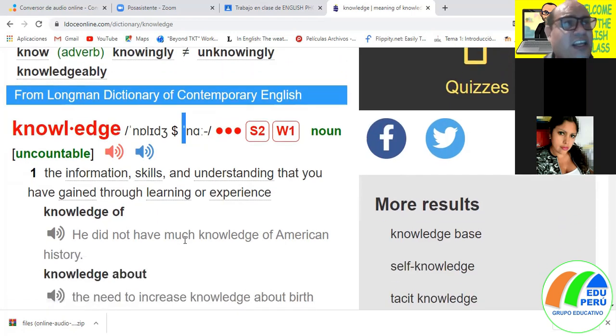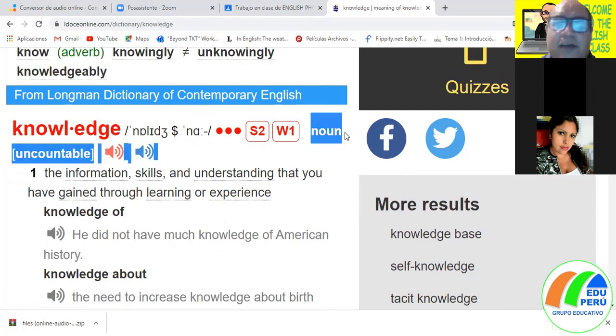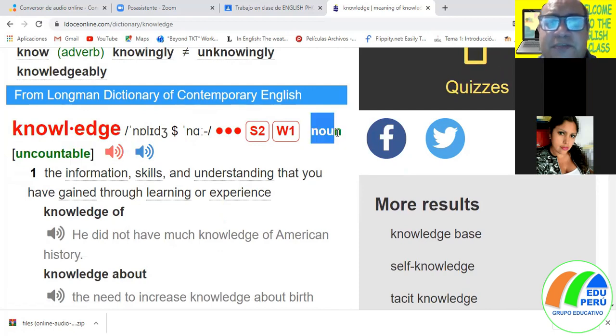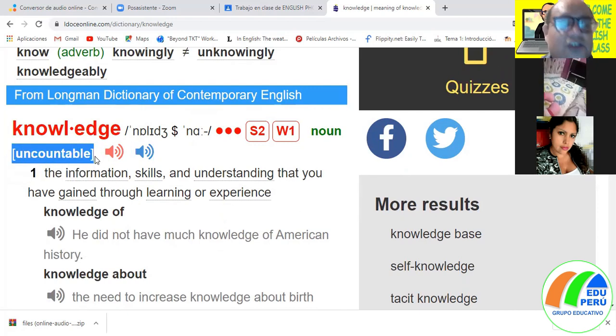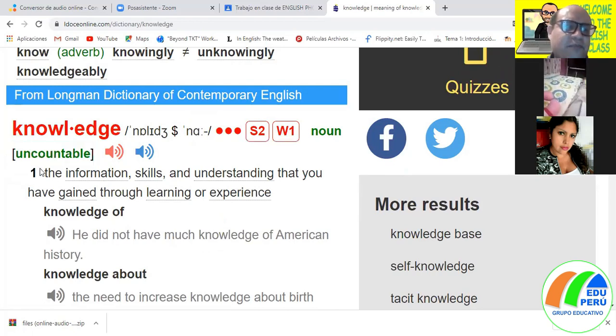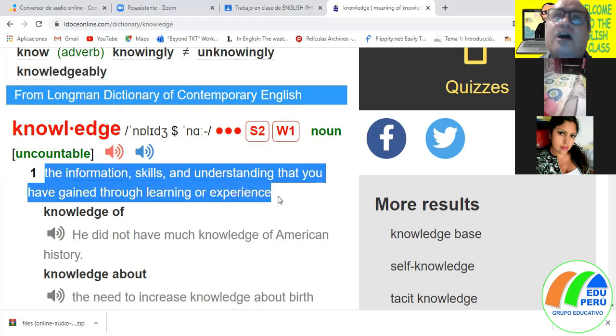Then you have the meaning. What is knowledge? Sorry. Then you have the type of word or part of speech. Knowledge is a noun, an uncountable noun. Also, you have grammatical information. Knowledge is an uncountable noun. Right? Notice all the information that you have in a dictionary. And finally, you have the meaning. What is knowledge? The information, skills, and understanding that you have gained through learning or experience.